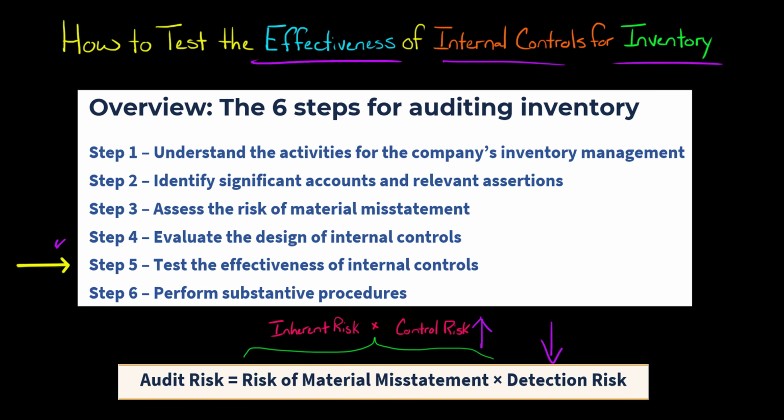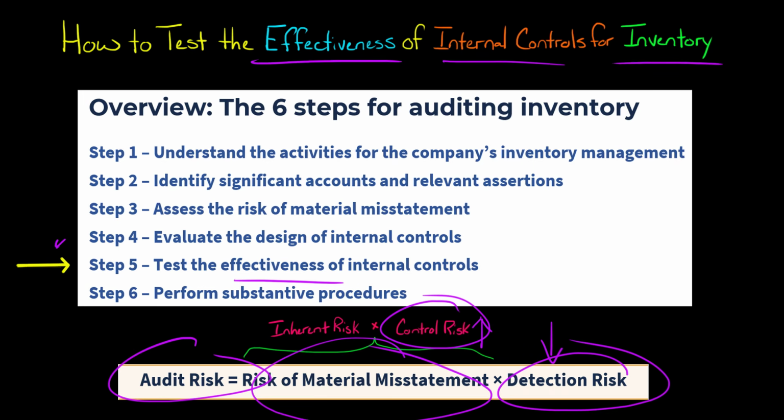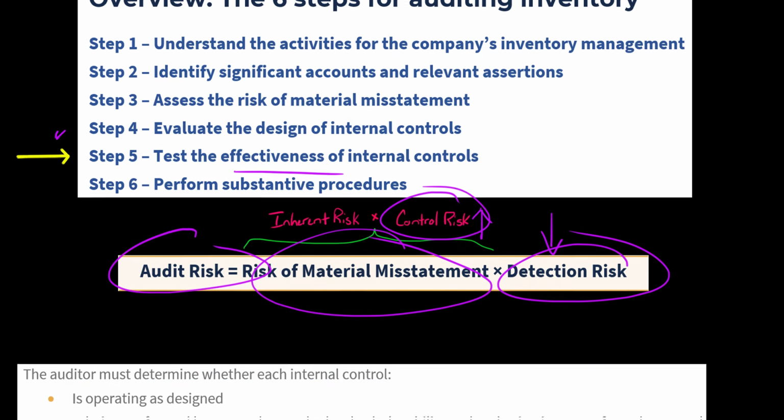So when we're talking about testing the effectiveness of these internal controls, ultimately, what we're trying to do is figure out what control risk is for this client, which would affect the risk of material misstatement, and then help the auditor understand how much they have to do in terms of substantive testing to keep the audit risk at an acceptable level. So that's what we're doing here.